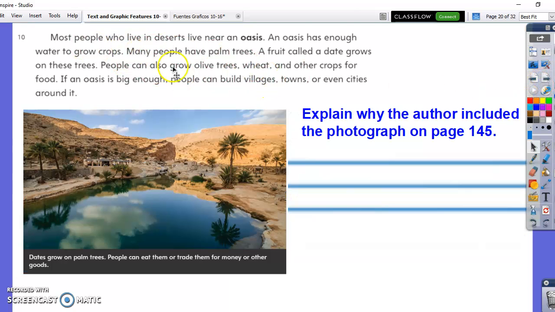On this page, it says, explain why the author included the photograph on page 145. Again, remember, in this one, it may not help you with the caption. You need to read here and get the main idea. Mainly we're talking about oases and why people in the desert live close to oases or an oasis. So obviously, since the author is giving information about an oasis, they include a picture of an oasis. So the reader, the student, can know what one looks like.